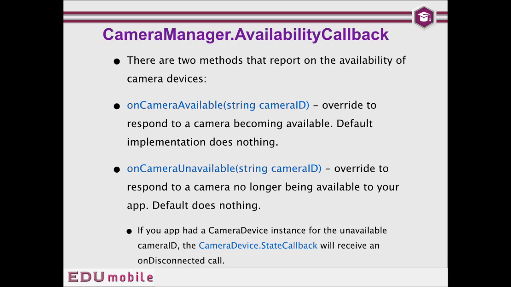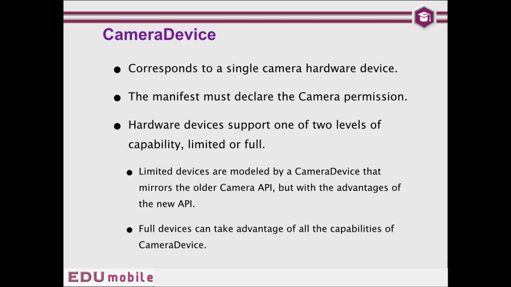So Camera Manager finds cameras. It enumerates all of their IDs. And then you can check for the existence and the characteristics of a camera with a specific ID, and you can check whether that camera is available or not using the camera manager's availability callback handler.